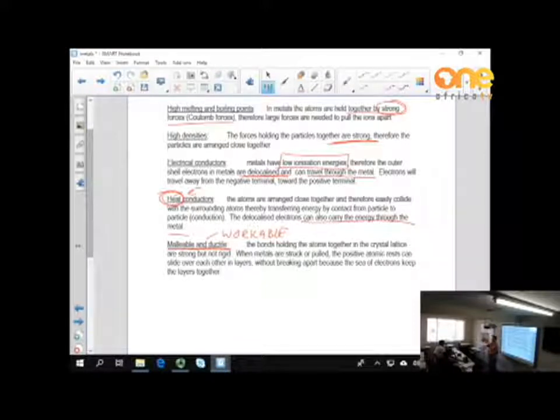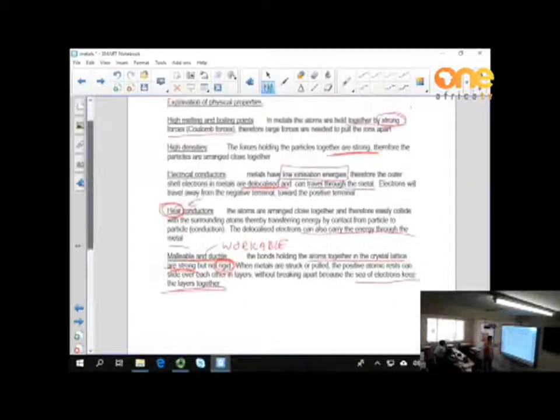Why malleable? Just very simply, if you hit it with a hammer, you force positive atomic rests out of their orderly arrangement. But it doesn't matter because there are negative delocalized electrons that still hold them together. So bonds holding the atoms together in the crystal lattice are strong but not rigid. And they aren't rigid because of the delocalized electrons. The sea of electrons keeps the layers together and allows the positive atomic rests to slide off each other. That's the end there.